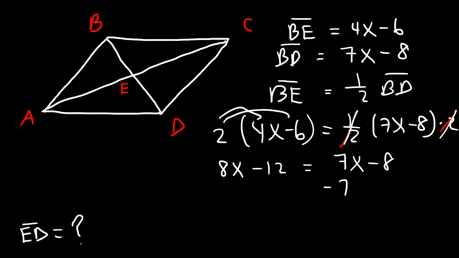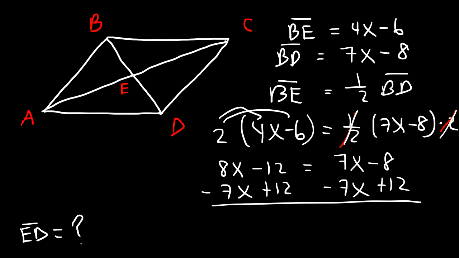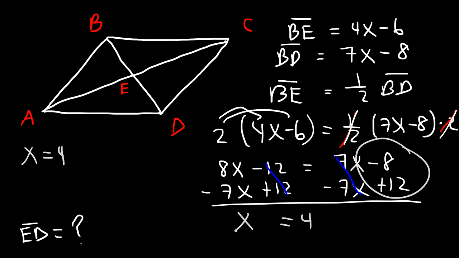Now let's subtract both sides by 7x, and let's add 12 to both sides. So these two will cancel. 8x minus 7x is 1x, which is simply x. And negative 8 plus 12 is 4. So now we have the value of x. X is equal to 4.